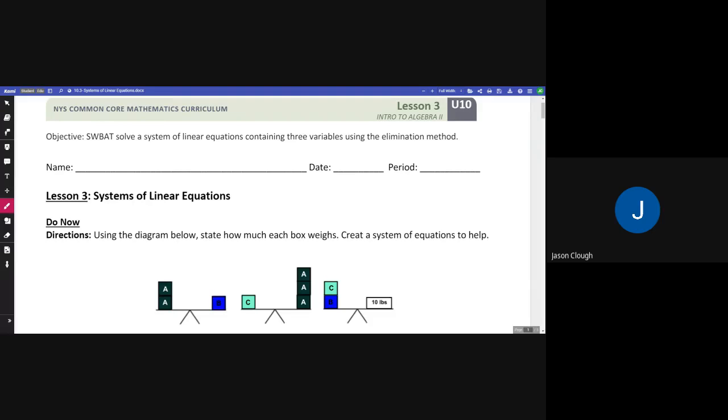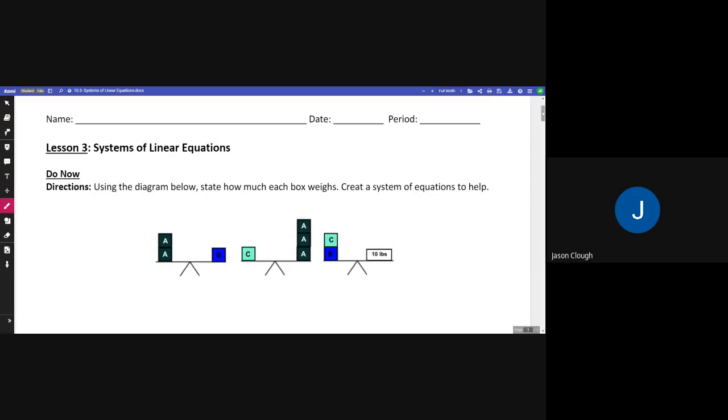Hey everyone, so going back to this, we're continuing on, and like I said, we're just going to be doing more of the same thing, though you might start noticing some of these equations will start to get a little bit more complicated, but for the most part, it's the same thing over and over. So make sure that you work on the do now.